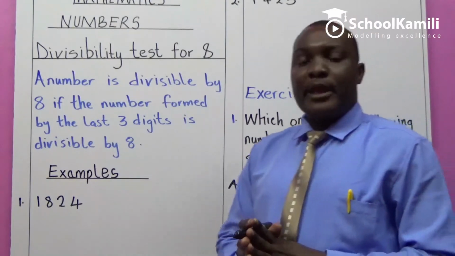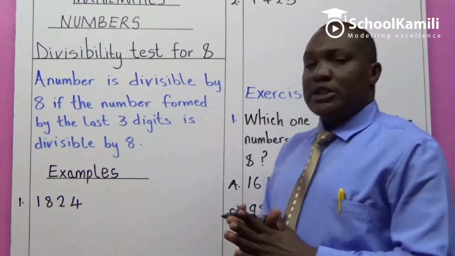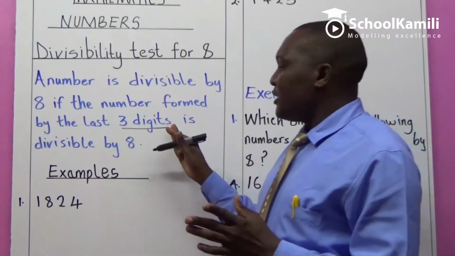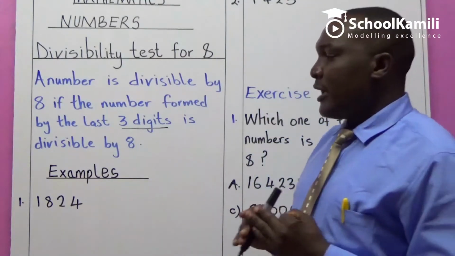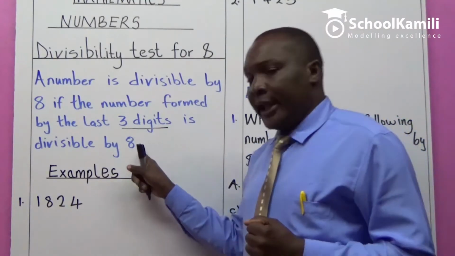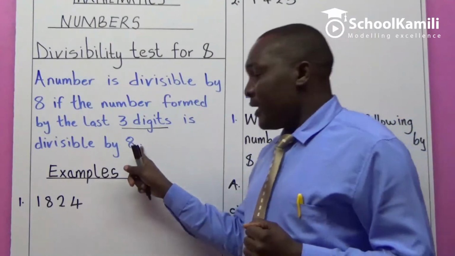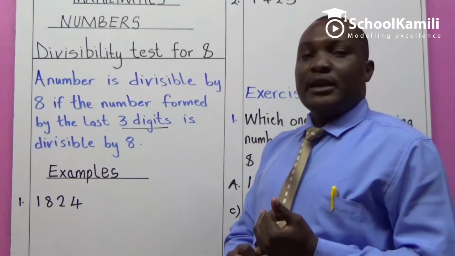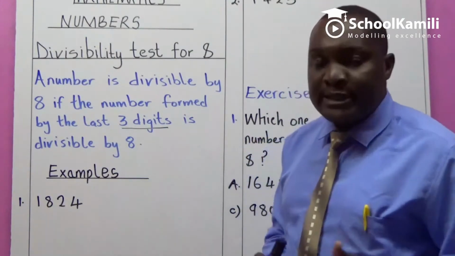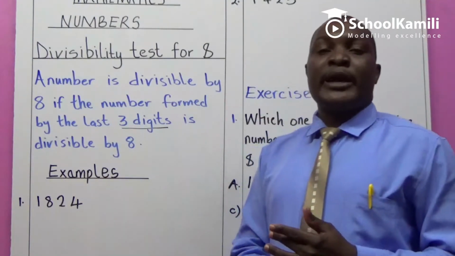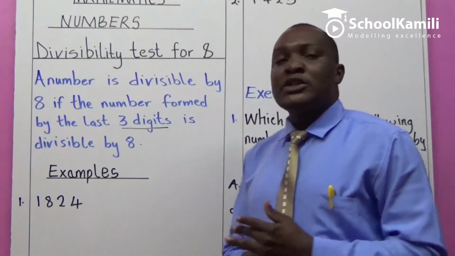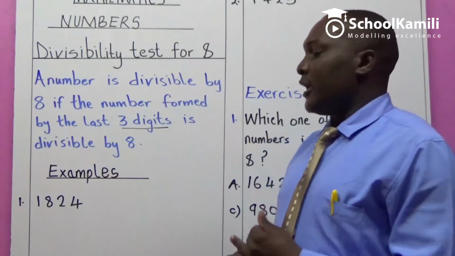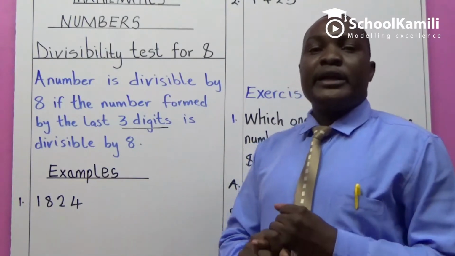What do we mean here? Given a number, find out the number formed by the last 3 digits. Then after getting that number, divide it by 8. If you get a complete answer, if 8 divides that number completely, then the number is divisible by 8. If 8 does not divide that number completely, there is a remainder, then we'll say that number is not divisible by 8.